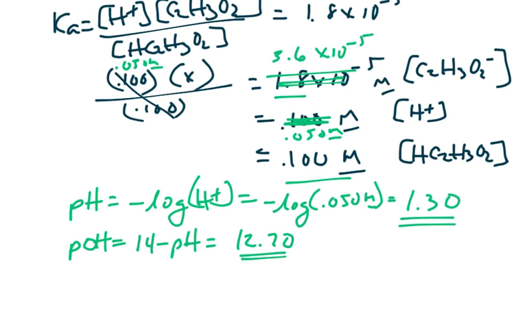And my H plus concentration, we already said, is 0.05. We can figure out the OH minus concentration. We can say 1 times 10 to the minus 14 divided by 0.05, or we can say this is 10 to the negative pOH. Either way, we come up with 2.0 times 10 to the minus 13.